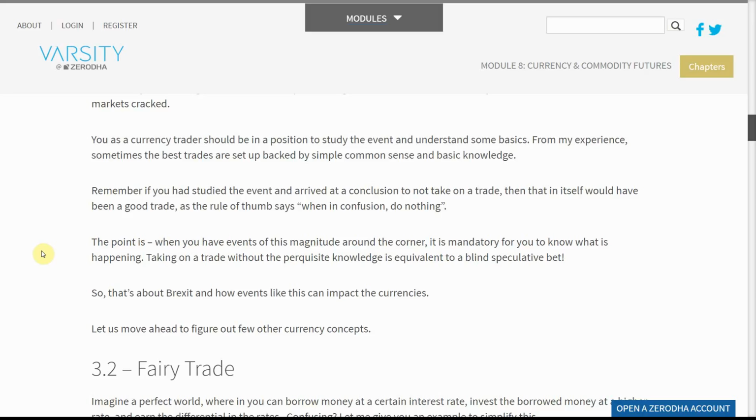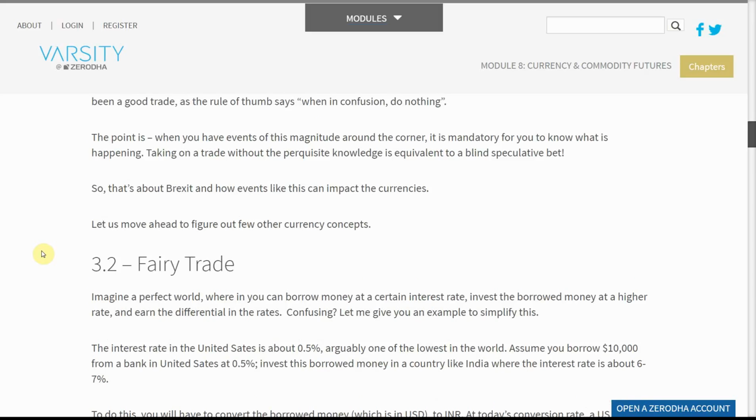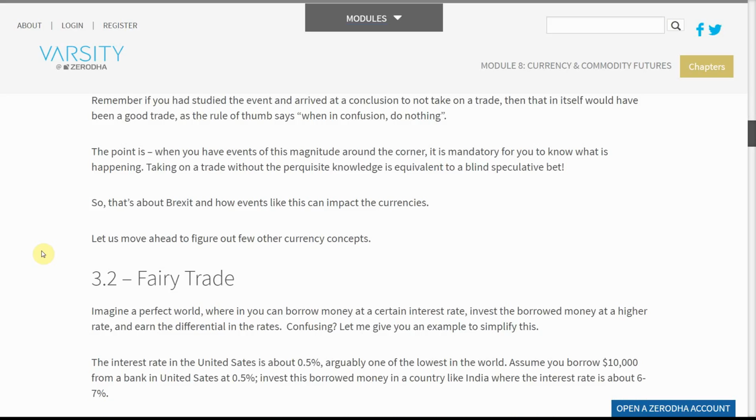So, that's about Brexit and how events like this can impact the currencies. Let us move ahead to figure out a few other currency concepts. 3.2 Fair trade. Imagine a perfect world wherein you can borrow money at a certain interest rate, invest the borrowed money at a higher rate, and earn the differential in the rates. Confusing. Let me give you an example to simplify this.